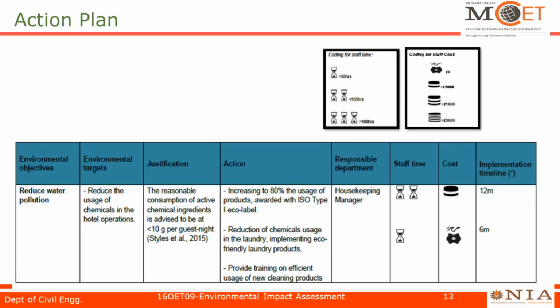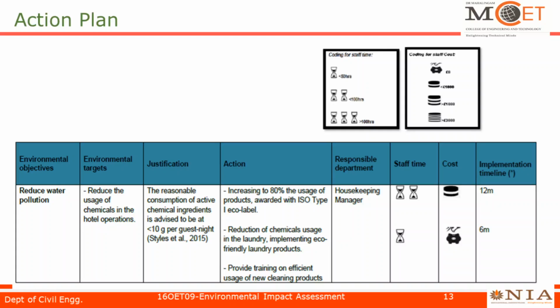So on the top you can see some codes, right? One symbol indicates less than 50 hours, two symbols indicate about 100 or less than 100 hours, three symbols indicate more than 100 hours of work. And cost wise, the first symbol indicates something, second symbol indicates a little more cost, third symbol a little more cost, fourth symbol some more cost, right? We will see where it is coming, right?